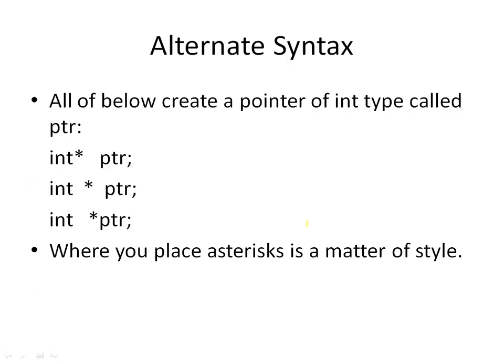There are other syntaxes available for creating a pointer variable, a pointer type. This is one syntax where the star is attached to the data type. Here's another syntax where the star or asterisk is not attached to either the variable name or the data type. The third syntax is this, where the asterisk is attached to the variable name. Okay? It doesn't matter where you place the asterisk, it's a matter of style, but just understand what that means.